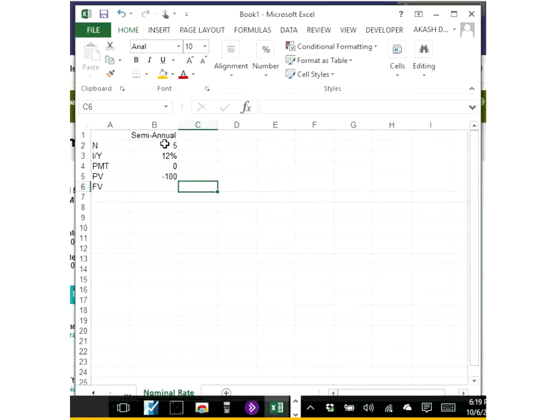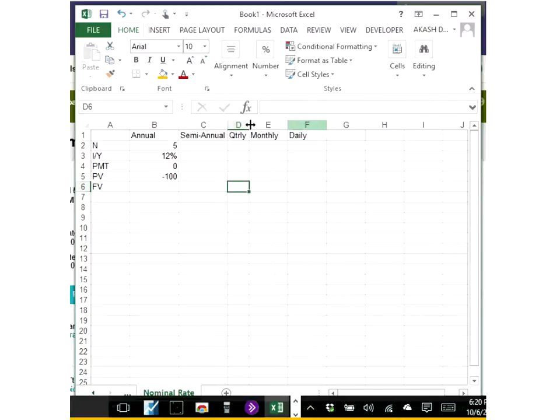So this is the example of semi-annual. If, for example, you have 5 years, you put your money away for 5 years and interest is paid semi-annually at 12%, you're putting away $100, what will be the resultant final value or the future value? So this, let's say, is annual. Let's start with annual, then we can do semi-annual, then quarterly, monthly, and daily, just to compare and understand what's going on.